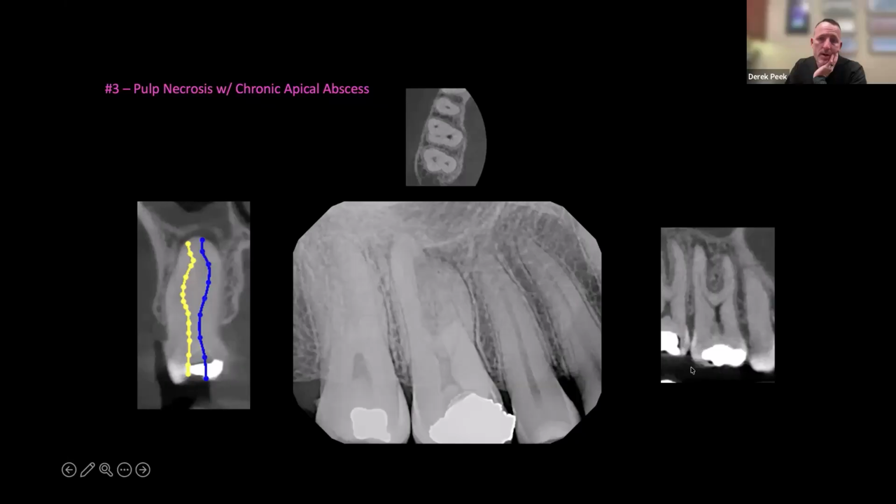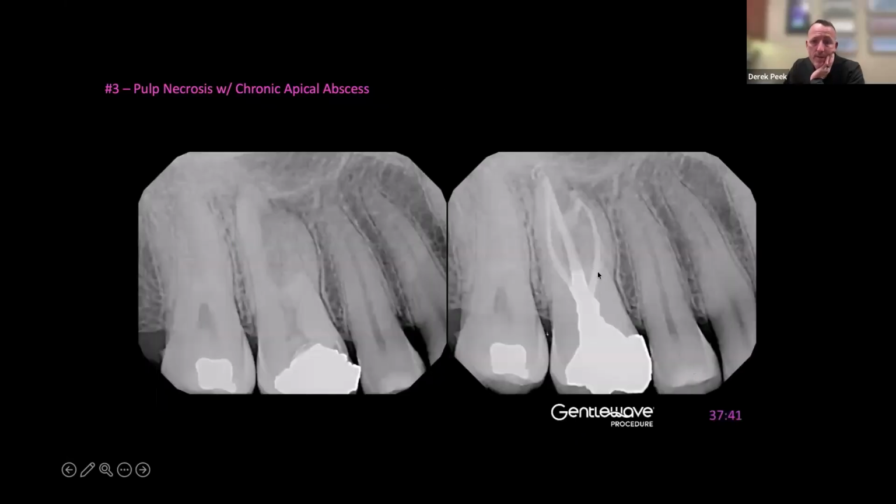Pretty abrupt angle coming off the chamber, and got this little other canal that I don't know that I would have been able to get in there, but very minimal, very small access, very small prep. You can do that with the GentleWave, and this was just under 40 minutes, just over 35 minutes.